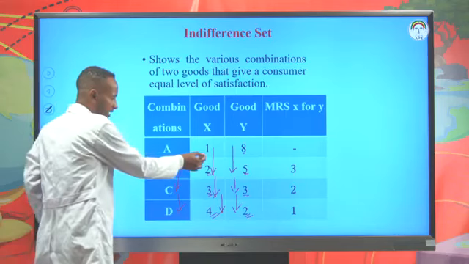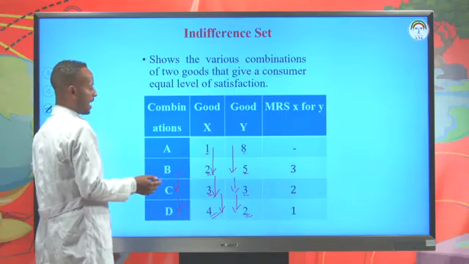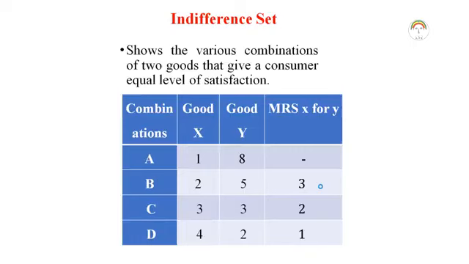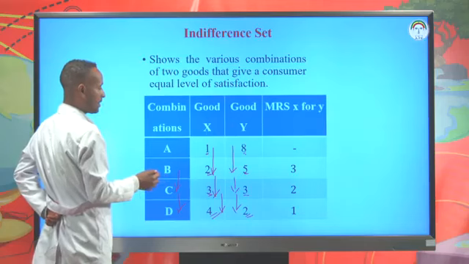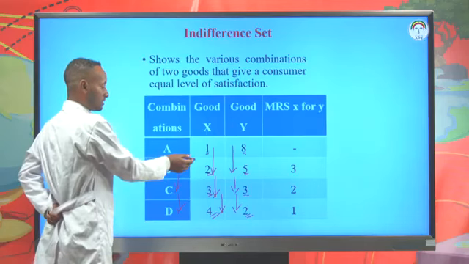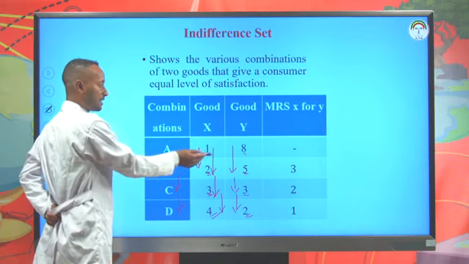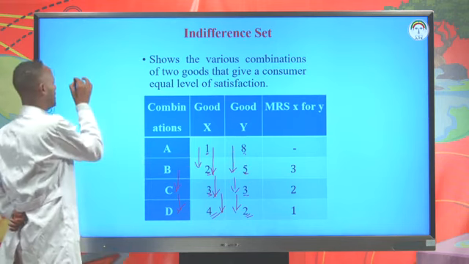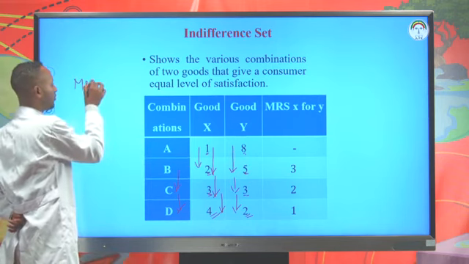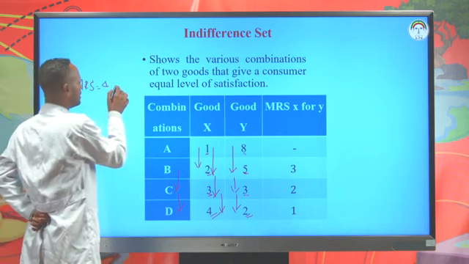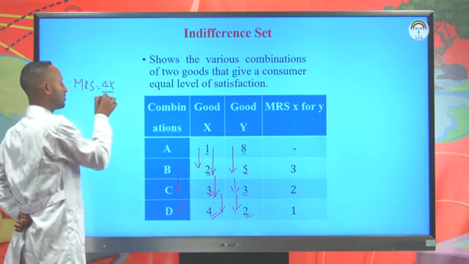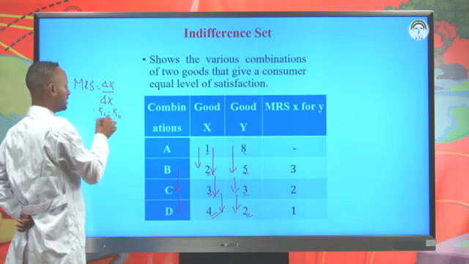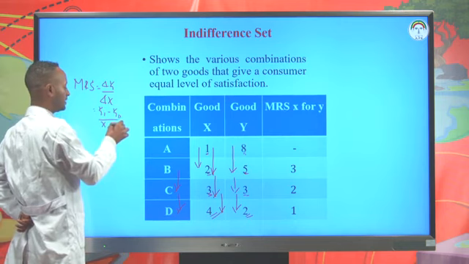if the satisfaction that we get from 1 unit of commodity X and 8 units of commodity Y is equal to that of 2 units of X and 5 units of Y, hence the rate by which one good is substituted for another is 3. Mathematically, the marginal rate of substitution, MRS of X for Y, is the change in commodity Y that is given up for the change in commodity X that is gained. This is Y final minus Y initial divided by X final minus X initial.